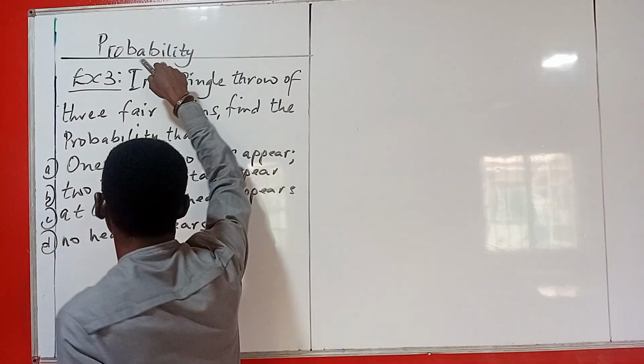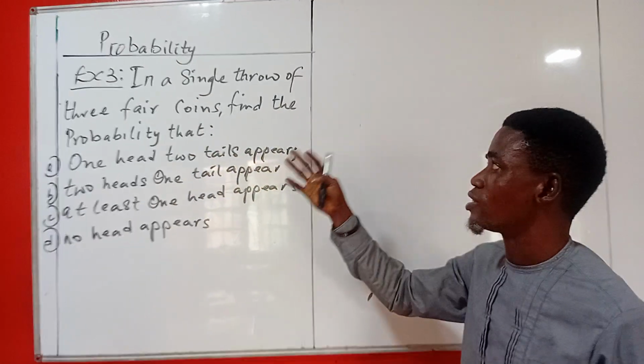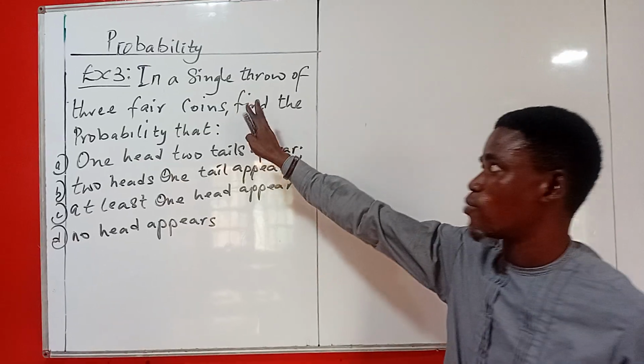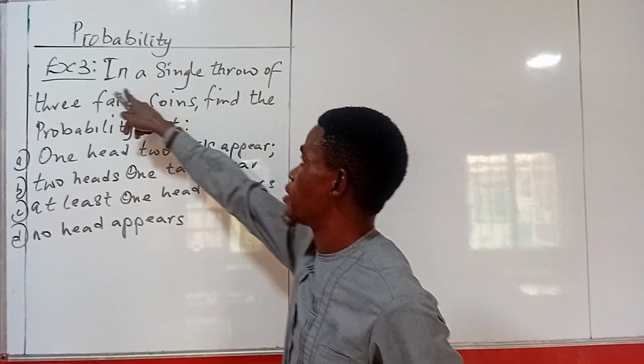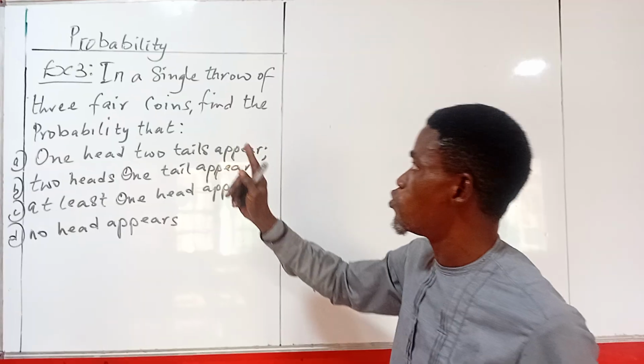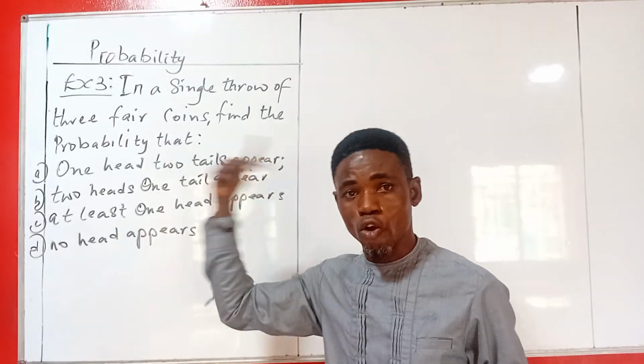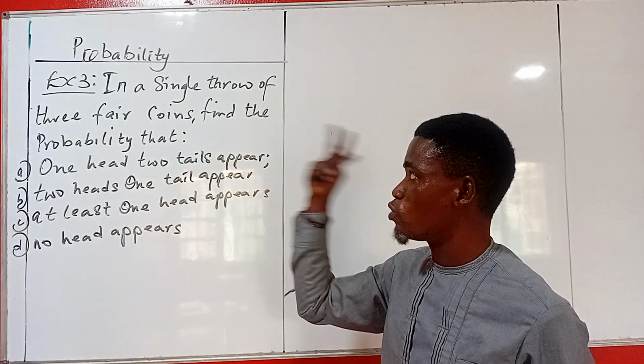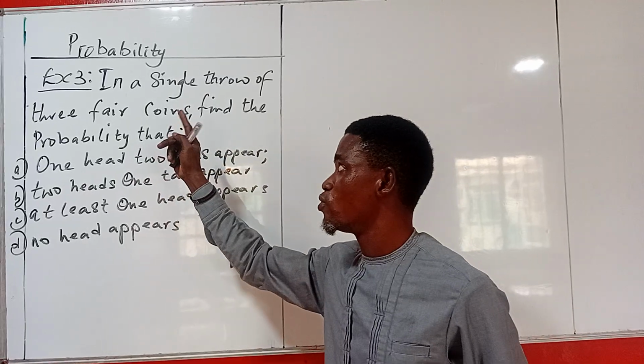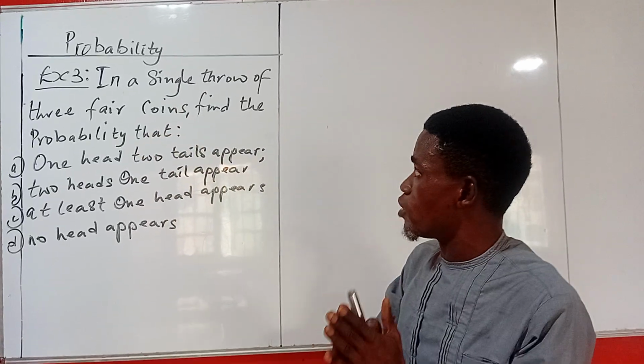This is a particular probability. I've done example 1, example 2, example 4, and this example 3 now. Example 1 has to do with when you have a coin. Example 2 has to do with when you have 2 coins. Example 3 has to do with when you have 3 coins.